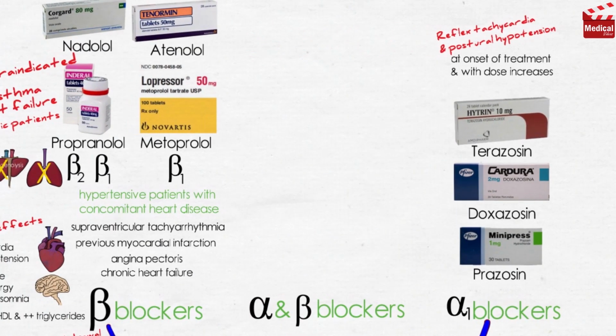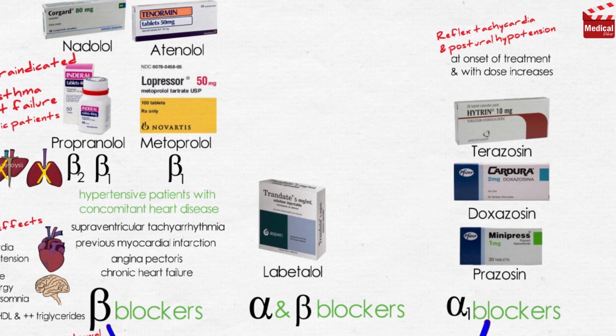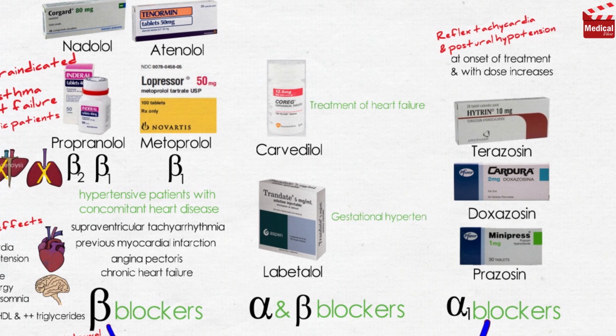And there are some agents that block both alpha and beta receptors, such as labetalol and carvedilol. Carvedilol is an effective antihypertensive agent, but is mainly used in the treatment of heart failure. Labetalol is used in the management of gestational hypertension and hypertensive emergencies.